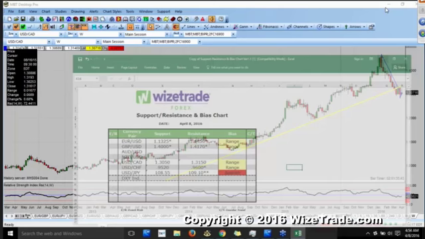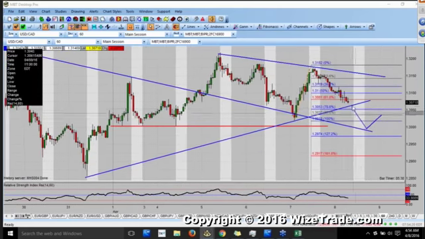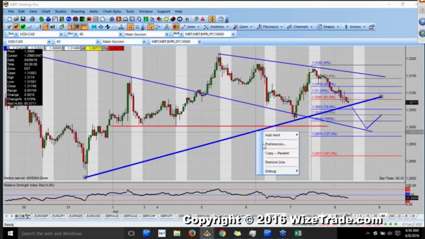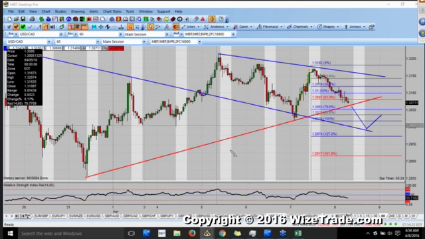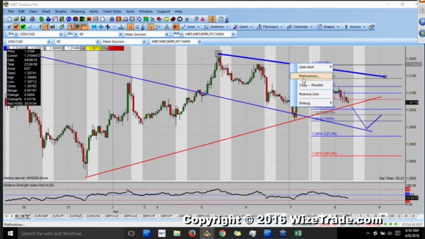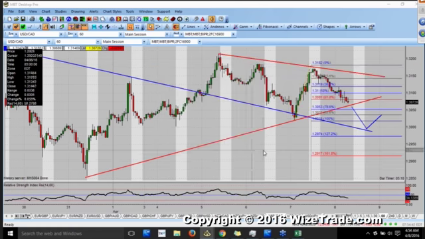Okay, but today, I think that's our focus today. And if we do break below here, we're going to test 130.